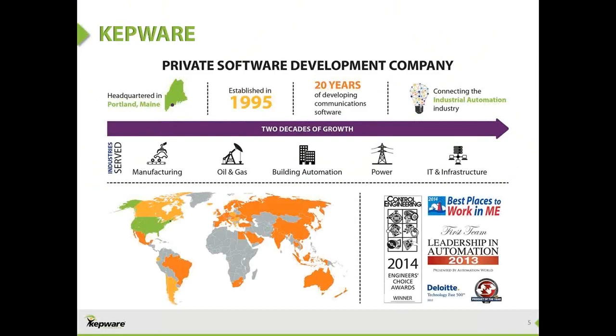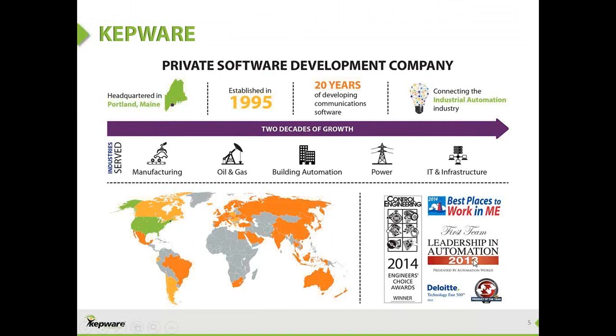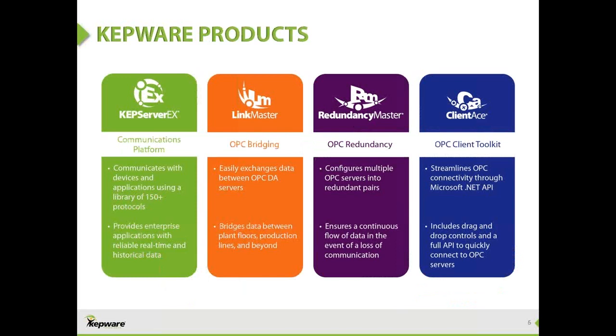So let's start with a brief introduction to Kepware. So Kepware, we're a private software development company. We're focused solely on software solutions for the manufacturing industry. We were established in the mid-90s, and we are headquartered in Portland, Maine, which is in the northeastern corner of the U.S. in Canada, or near Canada, for those of you who may be international. We've spent 20 years developing communication software, and again, solely focused on that manufacturing realm, as well as other manufacturing industries like oil and gas and building automation and so on.